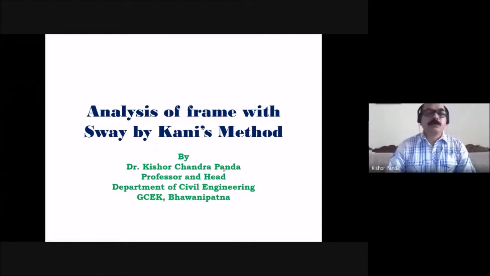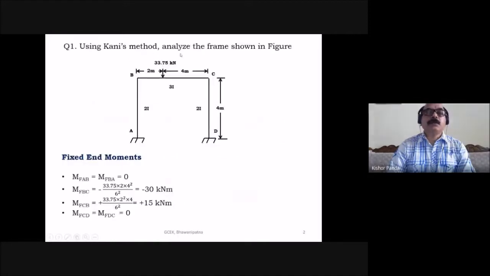So today we will solve one question, that is analysis of frame with sway by Kani's method. So this is the question using Kani's method. Analyze the frame shown in figure. So this is the frame. Here the sway takes place. The translation of joint takes place, or the sway takes place, due to unsymmetrical loading.